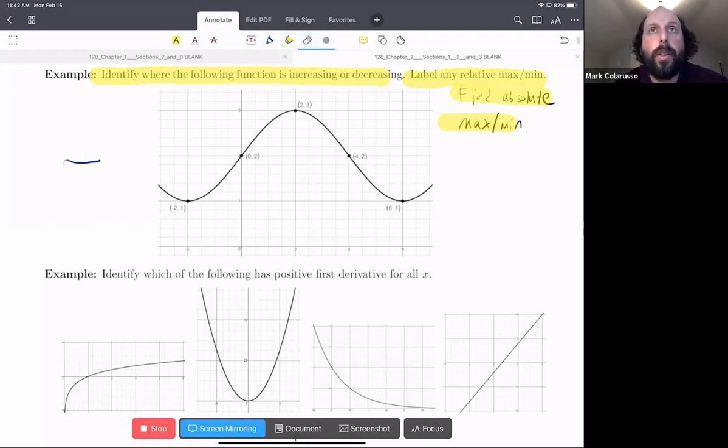Identify where the following function is increasing or decreasing, and let's label any relative max or min and the absolute min and max as well. So I added that part because we just spent 15 minutes talking about it. Okay, so where's the function increasing? The function is increasing, right, where if you were hiking along this trail, you'd be climbing the mountain. Or another way of putting it, more precisely, the slopes of the tangent lines are positive, or the derivative is positive.